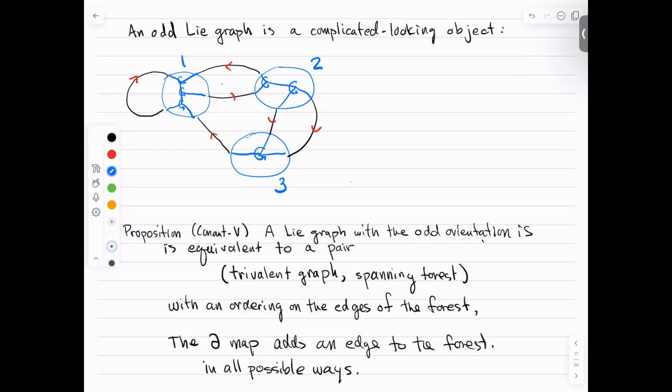And then, of course, I have to mod out by my IHX relations. But here's a proposition that Jim Conant and I proved: a Lie graph with the odd orientation is equivalent to just a pair consisting of a trivalent graph and a spanning forest. So in this picture, what have I got? Where's my trivalent graph? Well, take the little graphs inside the circles and forget the circles.